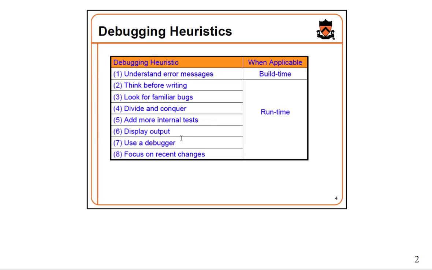Displaying output, we can do a lot with various kinds of print statements, as well as log files and all that, to be able to tell what happens when a program goes horribly wrong, or even just slightly wrong.